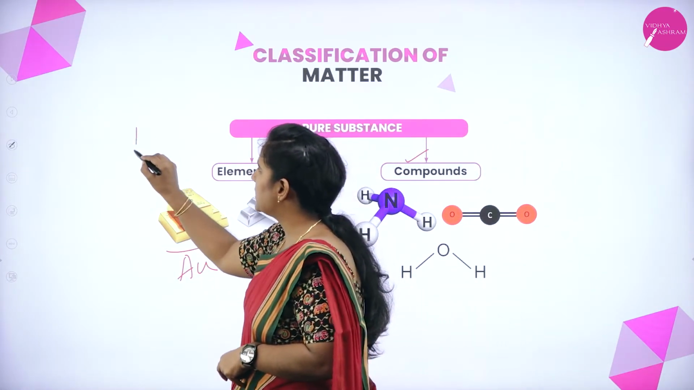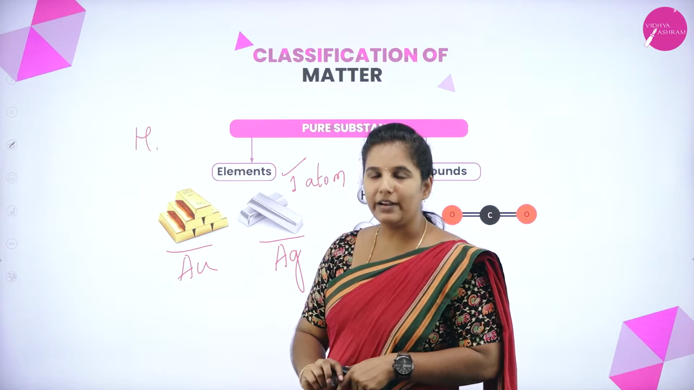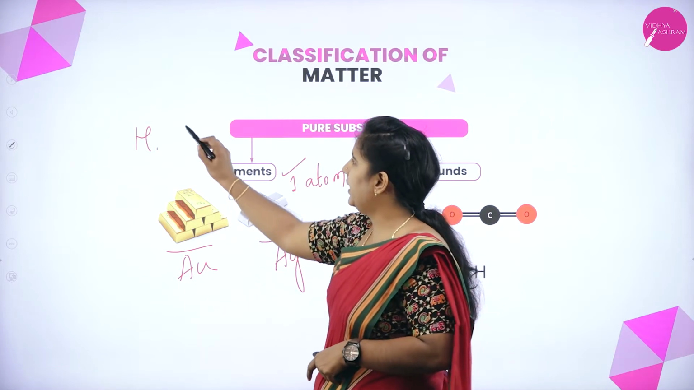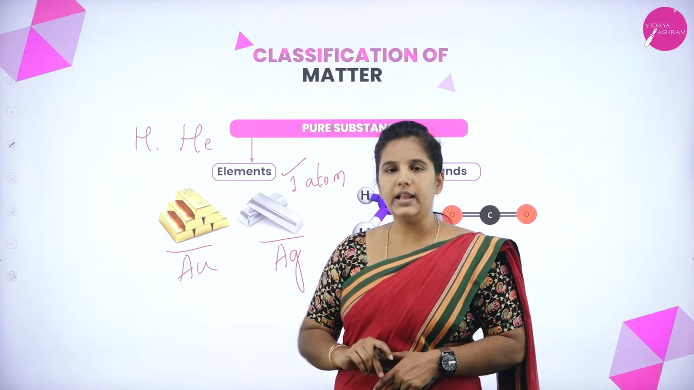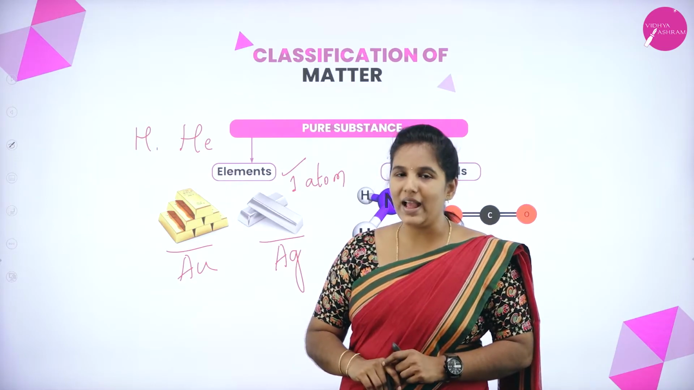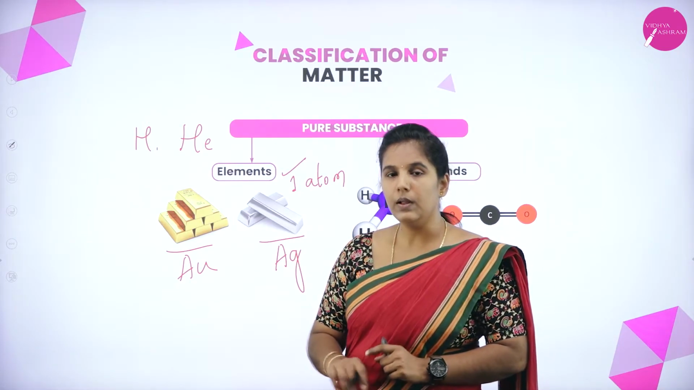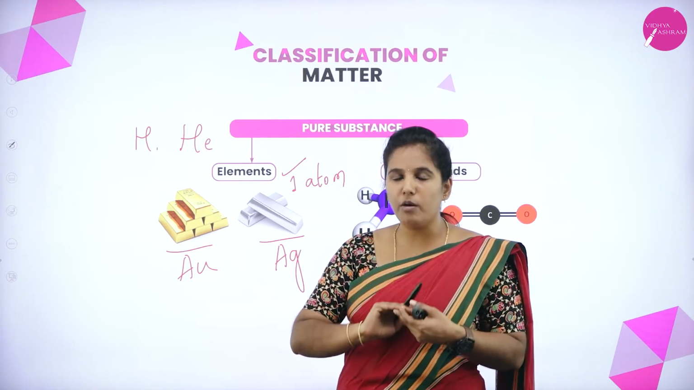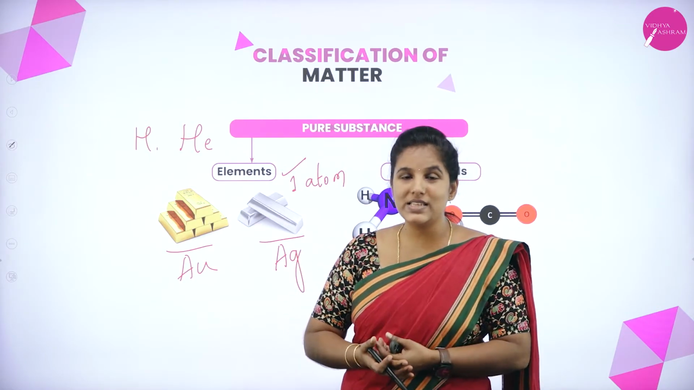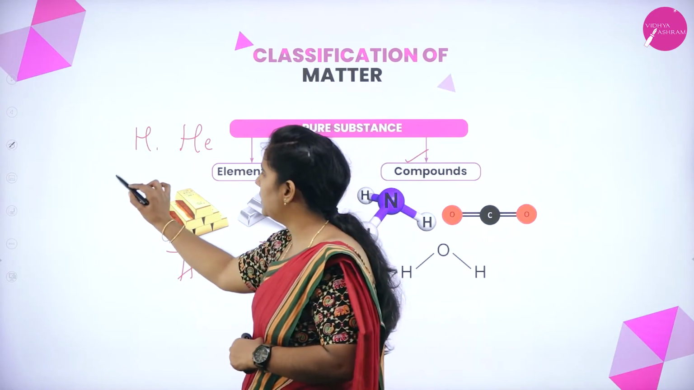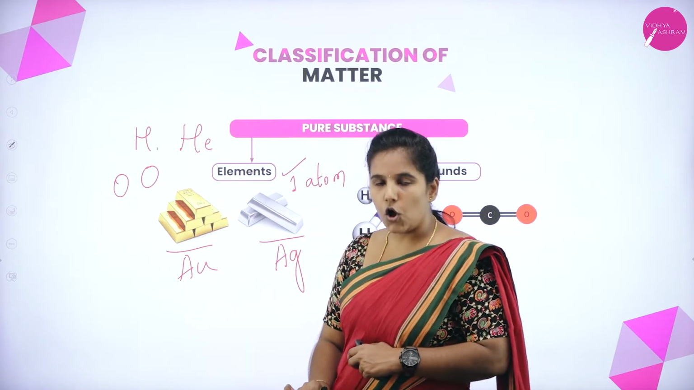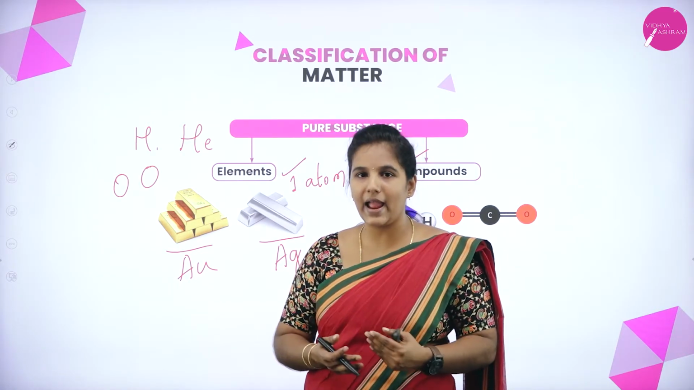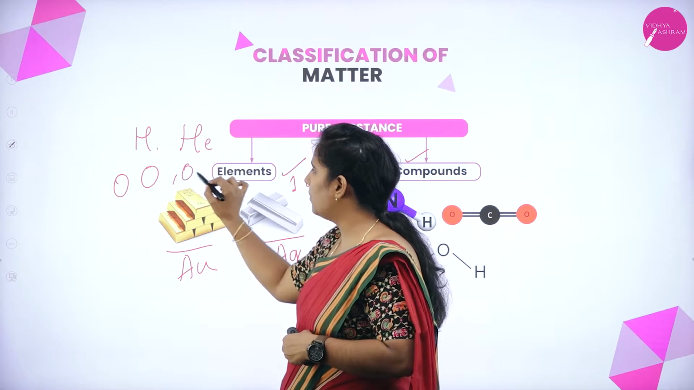Otherwise, you can take the example of hydrogen. Hydrogen is an element which is made up of hydrogen atoms. Understood? You can take the example of helium. Helium is one of the elements which is made up of helium atoms. But remember, sometimes these elements can also be formed by the combination of two or more of the same atoms. The best example is oxygen and oxygen. Oxygen is a diatomic molecule, or we can say that it is a diatomic element also. We represent it in the form of O2.